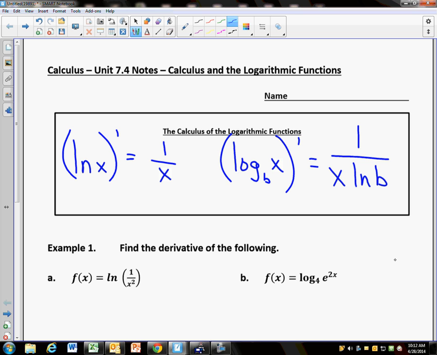Okay, if you have a logarithm where the base is not e, then you get 1 over x, so it's the same thing, but you take the natural log of b on the bottom as well. Okay. And those are our rules.